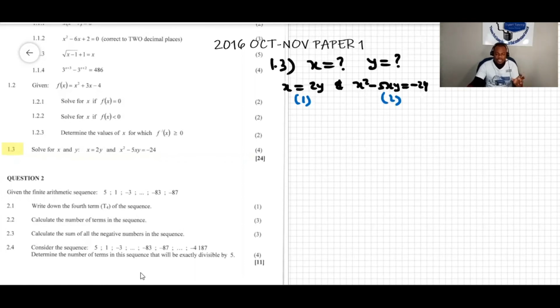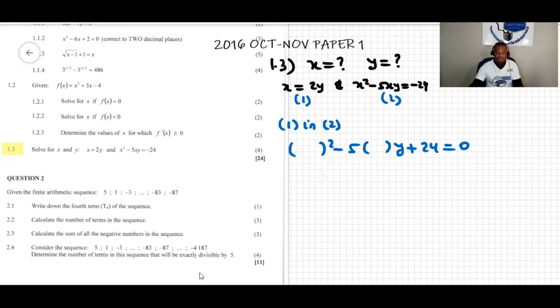And in equation 1, we already have x expressed in terms of y. So we can just use that value and substitute it in the second equation. So now let's do 1 in 2. Instead of writing x squared, I'm going to write the value of x. So we have x squared minus 5xy equal to negative 24. I prefer to move the negative 24 over, and then this will be plus 24 equal to 0.